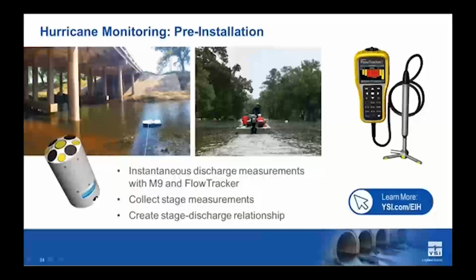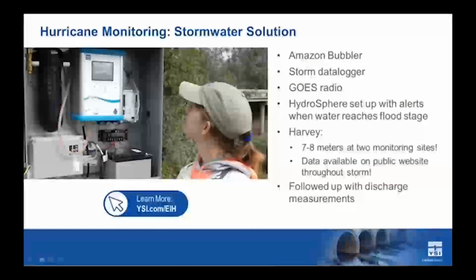They can also do that a number of times and at the same time collect stage or level measurements, and they can create something called a stage discharge relationship. When the water level is this high, my discharge is this much, for example. By doing that preliminary homework, then they were able to install stations that included an Amazon bubbler. This is a bubbler for measuring water level.